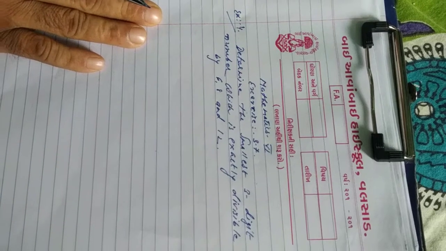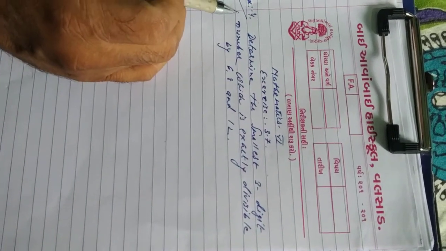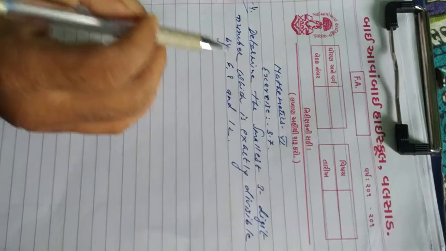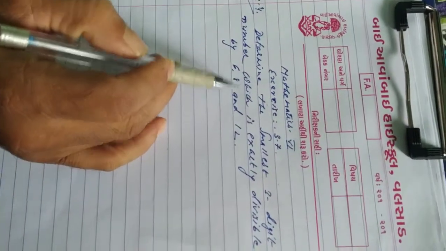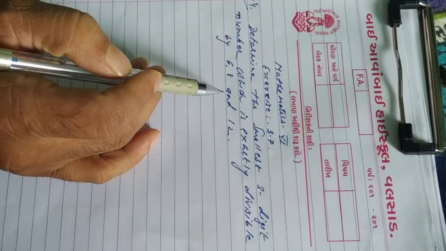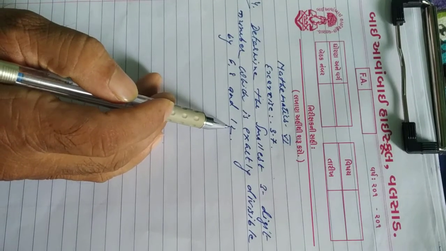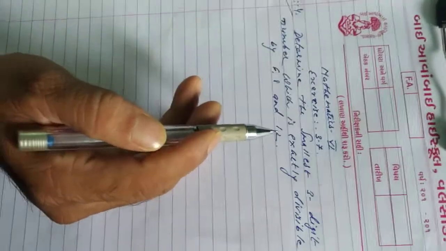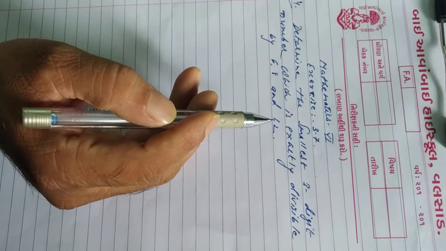Morning students. Now we are going to learn example number 4 of exercise 3.7. Determine the smallest 3-digit number which is exactly divisible by 6, 8 and 12. So what we have to do over here? We have to find the smallest 3-digit number which is divisible by 6, 8 and 12.